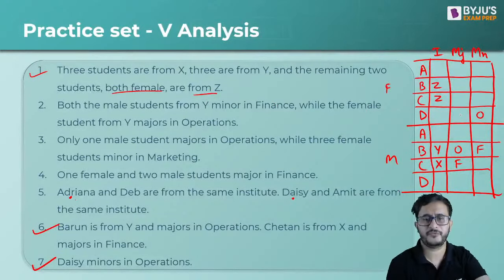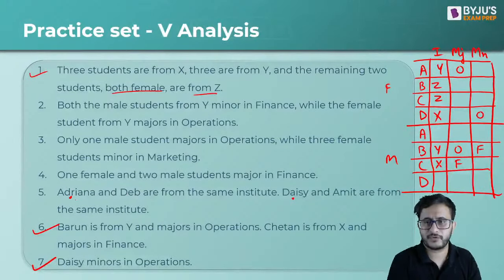Now this cannot be from Y, isn't it? This lady cannot be from Y because the female student from Y majors in operations. Now if this person is minoring in operations, then this is from Y and majors in operations, and this is from X. Now we can fill that D is from Y and this Amit is from X.